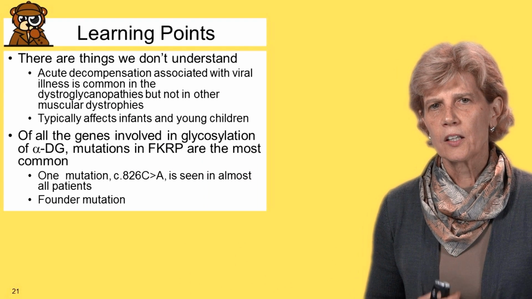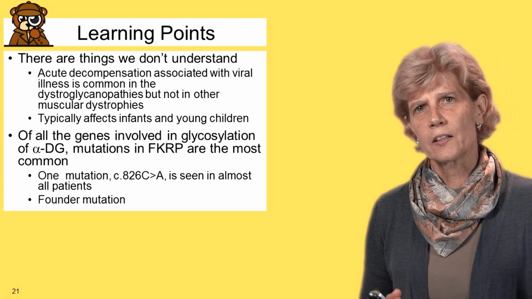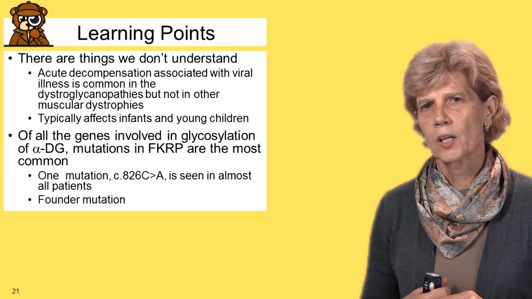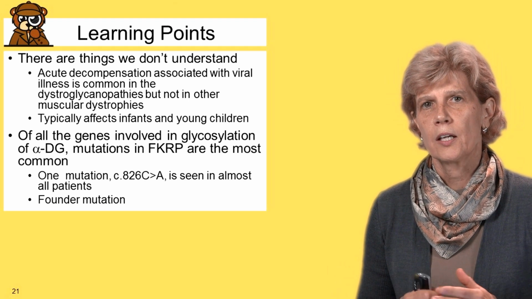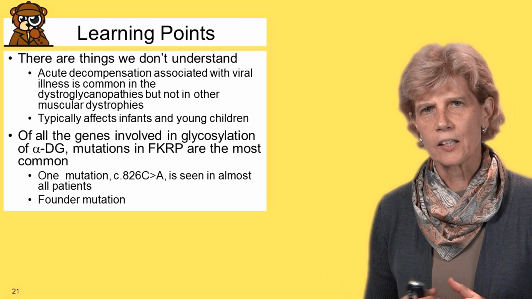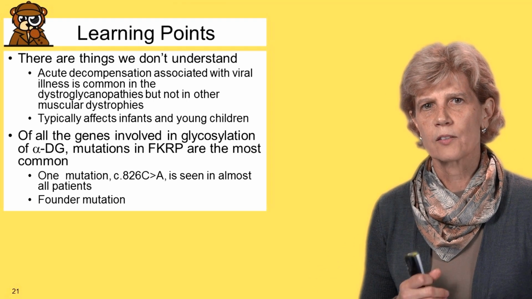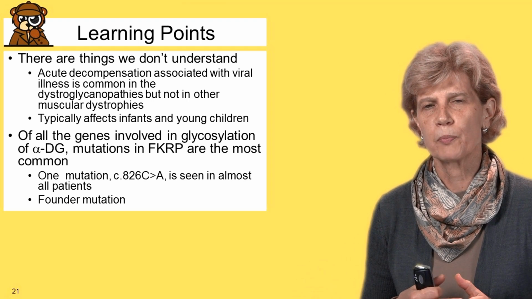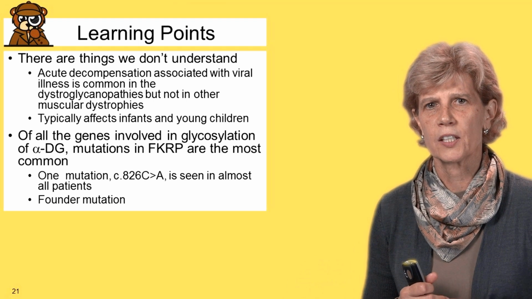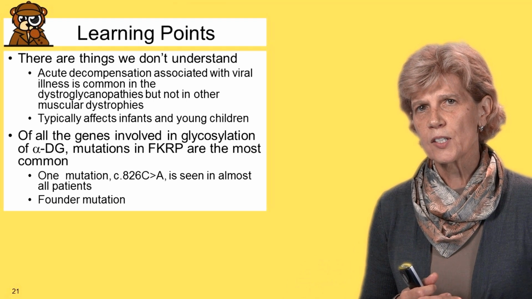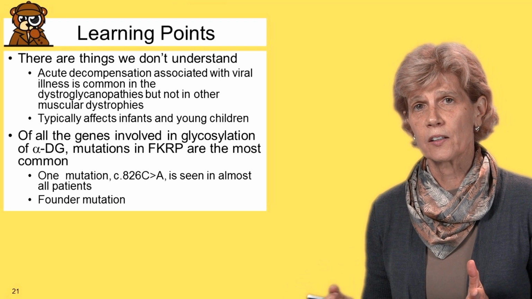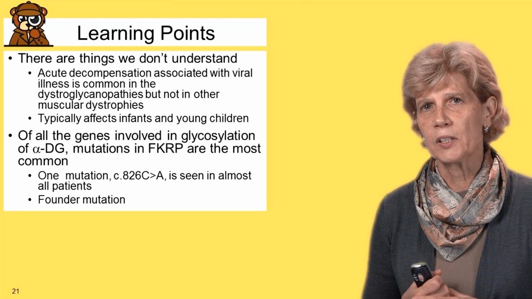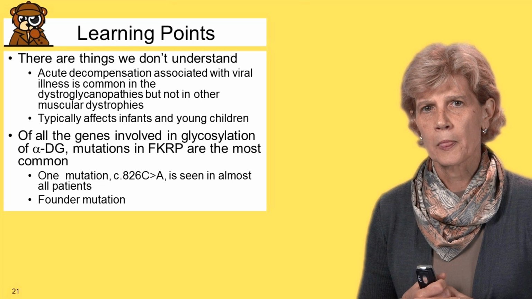So the learning points here: there are things we don't understand. In the last 2 cases that I showed you, all 3 of those girls had acute decompensation in the setting of a viral illness. We've seen this a number of times, but we don't see it in other muscular dystrophies. It typically affects infants and young children, and it's one of those things that we just don't understand yet, but it is something that gives us a clue that we might be dealing with a dystroglycanopathy.